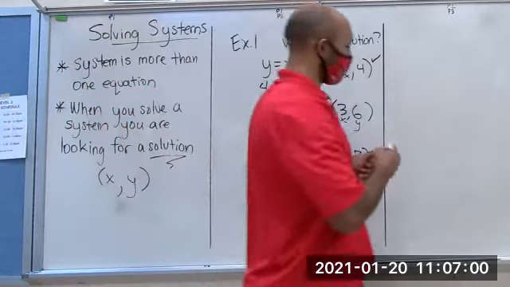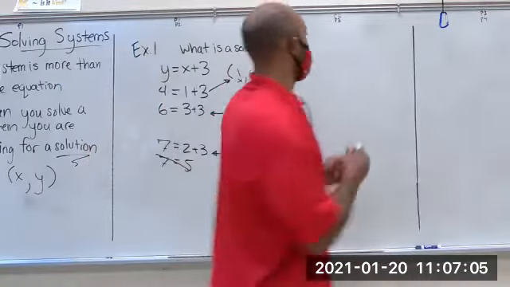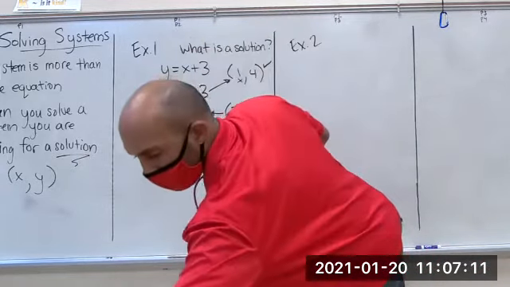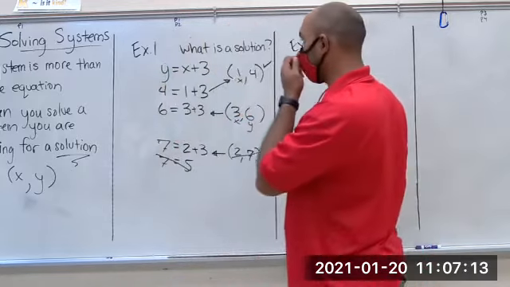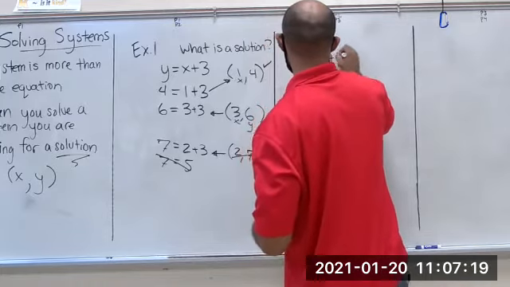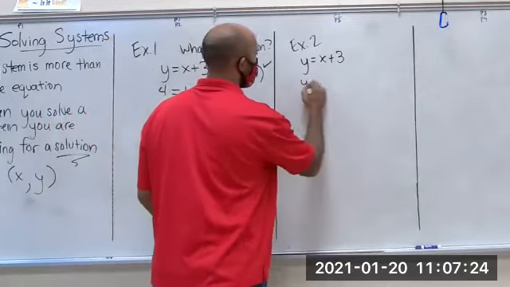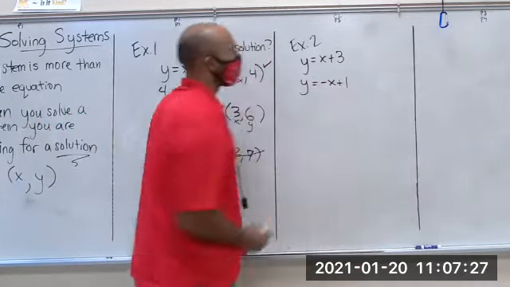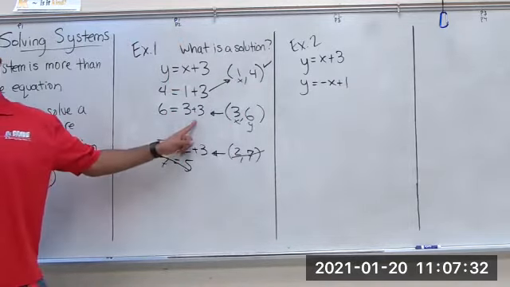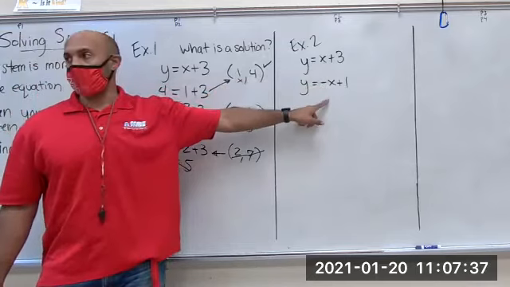Okay, so now let's go up to example 2. So now, example 2. Let's take that equation, y equals x plus 3. And we're going to add in one more equation. Okay. So now, again, I want two numbers that are going to make it work. Now, these numbers worked for that one, but this one's different.